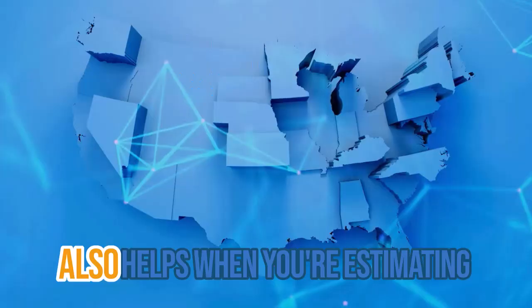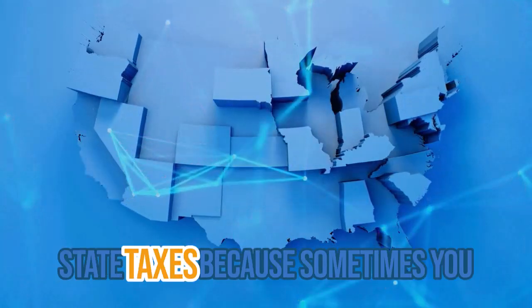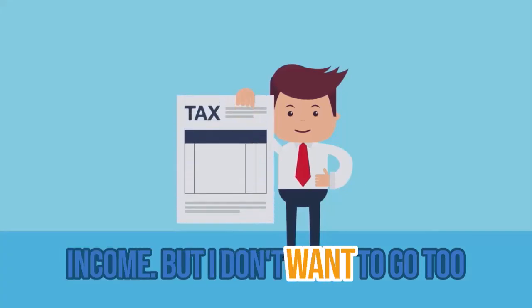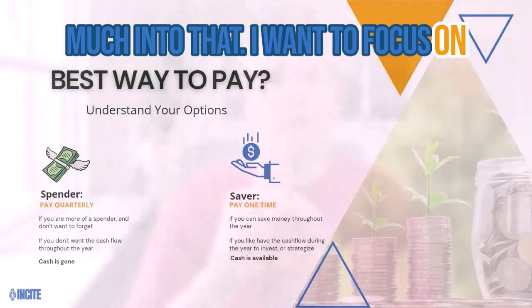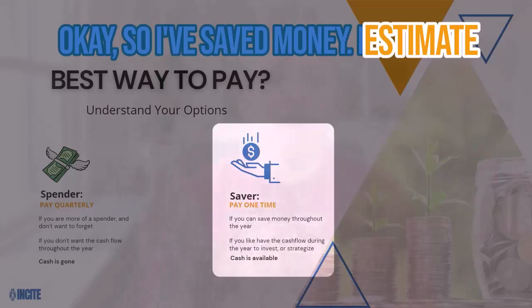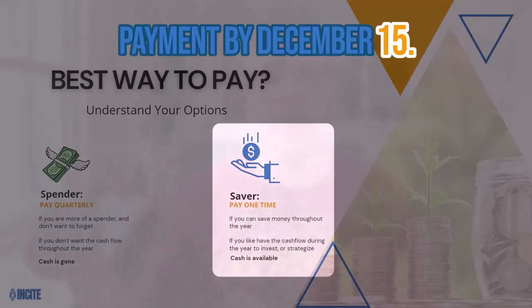in December. This also helps when you're estimating state taxes, because sometimes you can get a tax break for paying state income tax. But I don't want to go too much into that. I want to focus on how these estimated payments work. Okay, so I've saved money, I estimate what I owe in taxes, and I make a payment by December 15th.